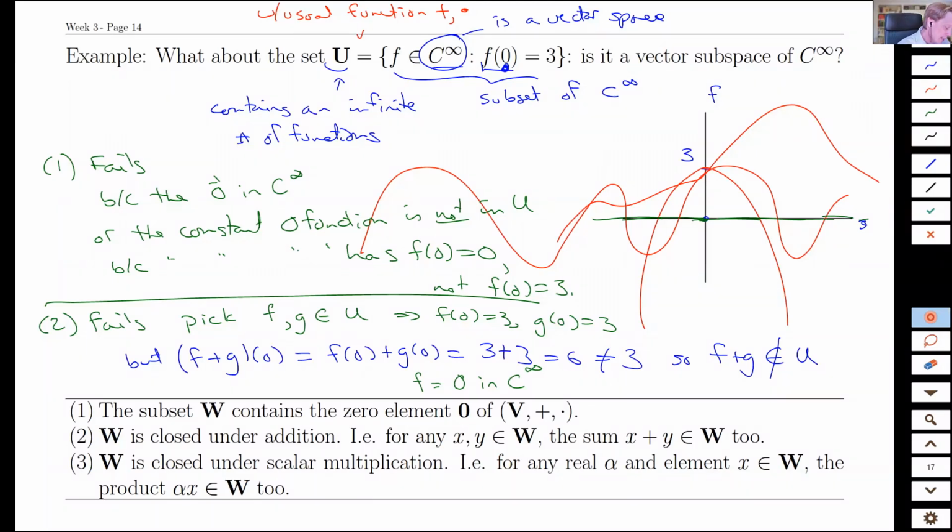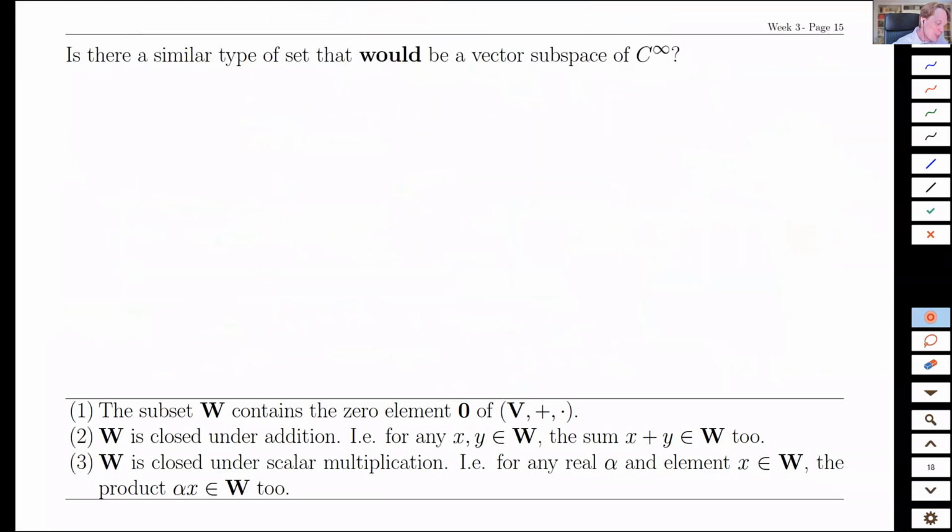Exactly. Sorry, just checking out. Yes, Brian had the right answer there for the 0 value, the 0 element for C infinity.